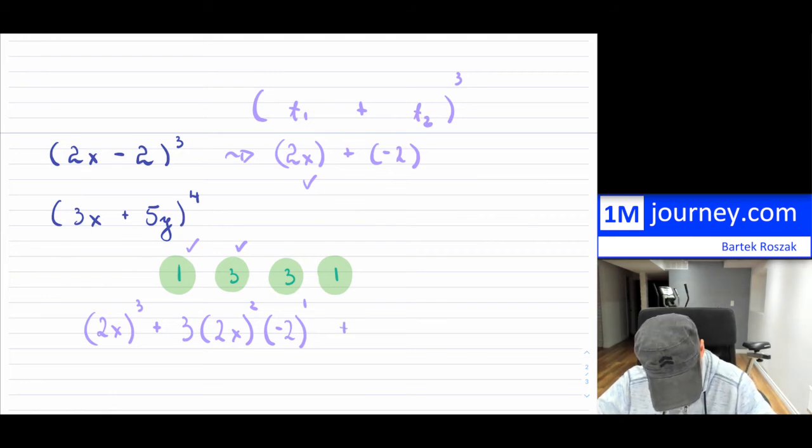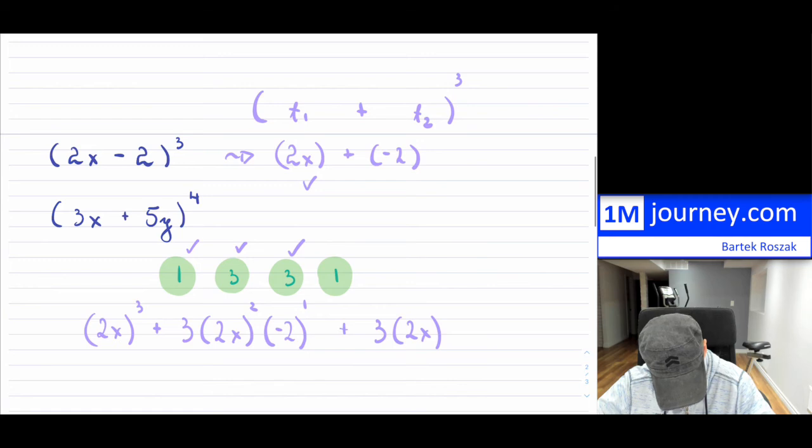So plus, now again, take the coefficient. So that's 3. And term 1, which is 2x, now decreases, so this is to the 1. And this is increasing.